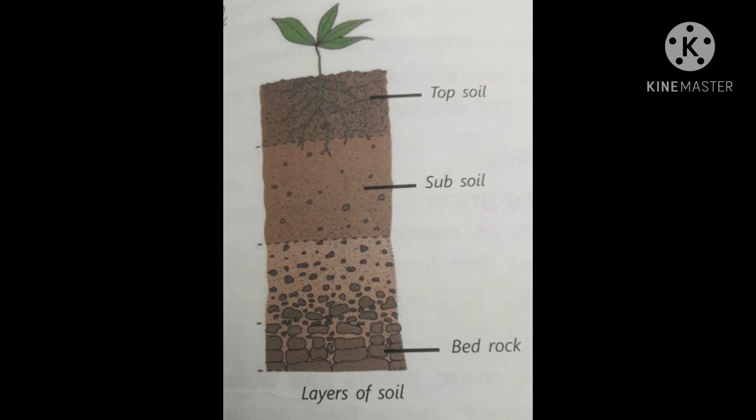Subsoil. It is the layer of the soil below the topsoil, and it consists of small sized rocks and soil particles. Subsoil does not contain humus, and in the bottom, below the subsoil, lies the bedrock, and this contains unweathered rock, or the rock from which the soil is formed.